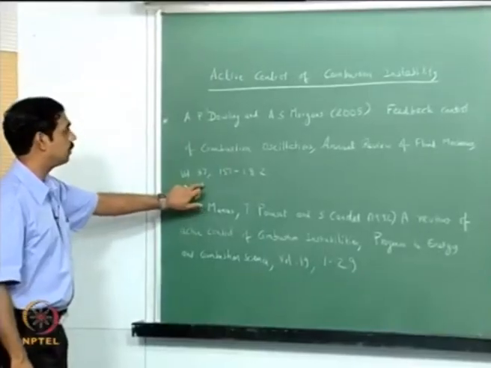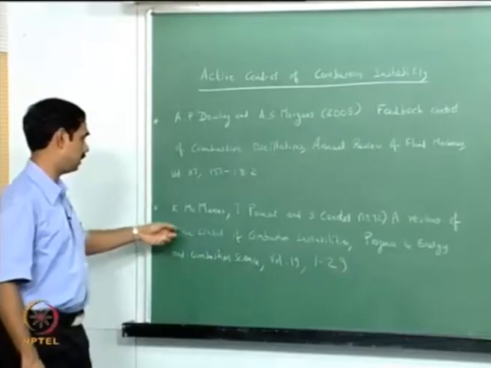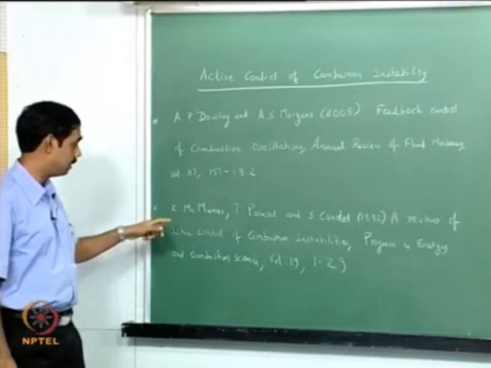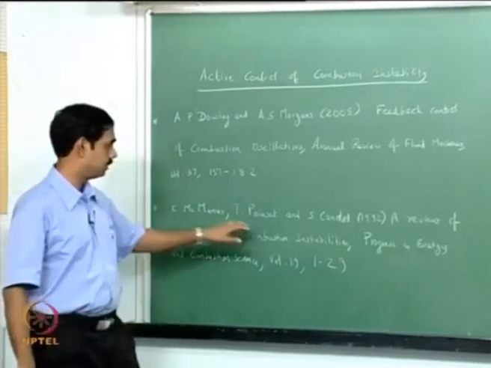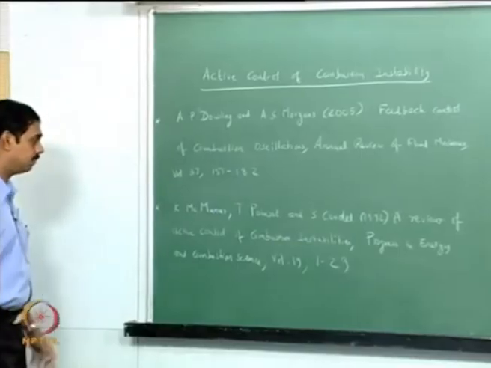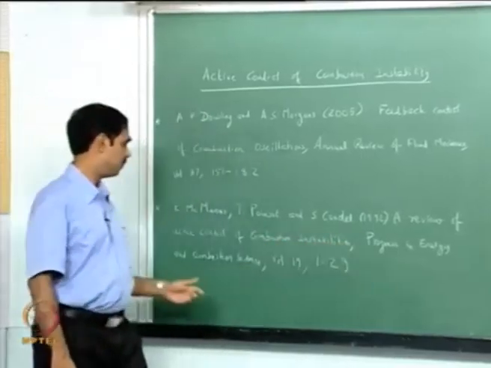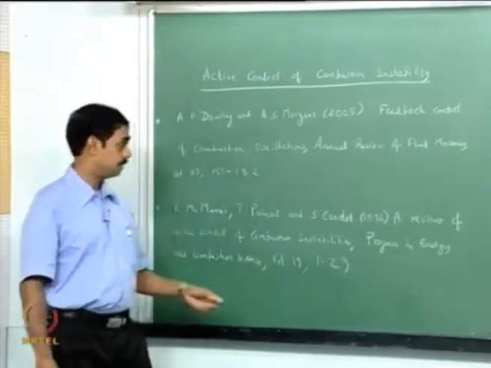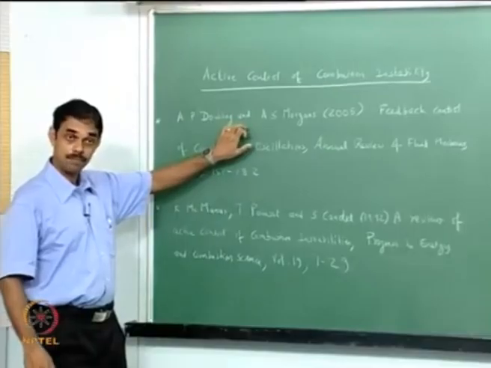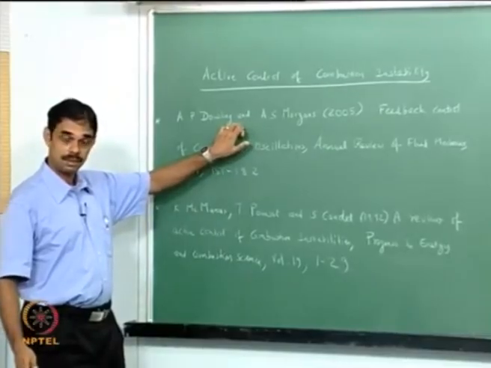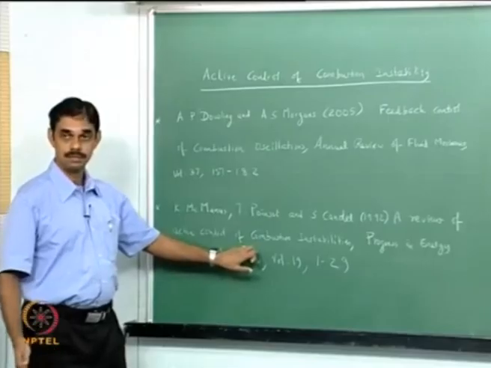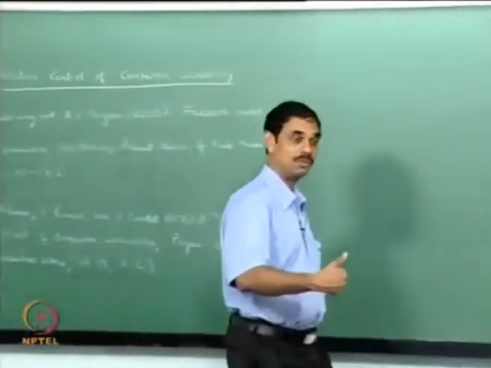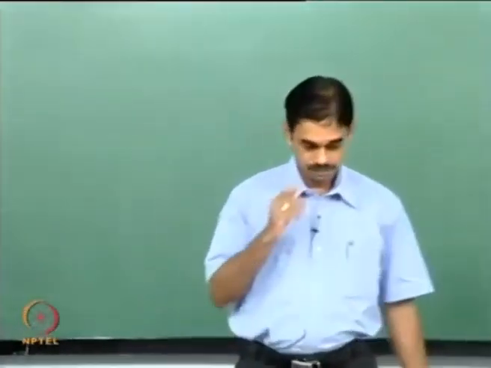This is a relatively new article from 2005, and then this one we looked at earlier when we started off the frequency domain analysis: Keith McManus, Thierry Poinsot and Sebastien Candel, A review of active control of combustion instabilities, Progress in Energy and Combustion Science, volume 19, pages 1 to 29. The first one has more recent material, and this is much older, and a lot of things happened in between, so it's worth reading both, because then you get the idea of how the subject evolved.